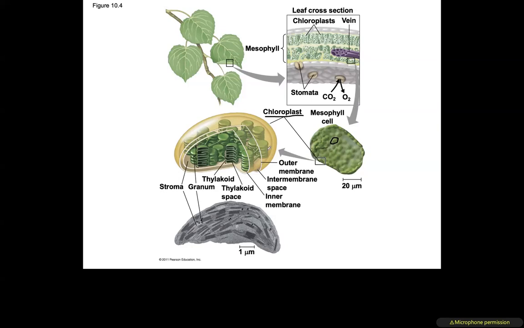So your chloroplast has two membranes. It's got an outer membrane, you can see that here, and it's got an inner membrane. Between the two, it has something called intermembrane space. It's basically space between the two membranes. Within the chloroplast, on the interior of it, you have these structures called thylakoids.